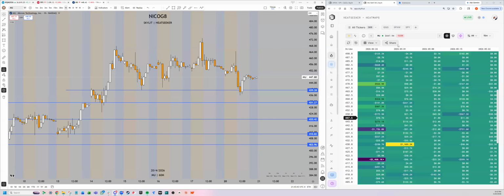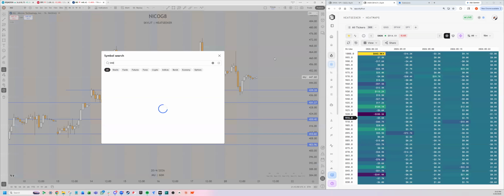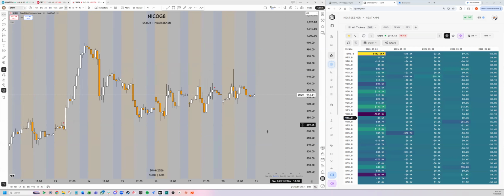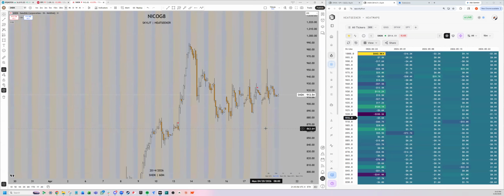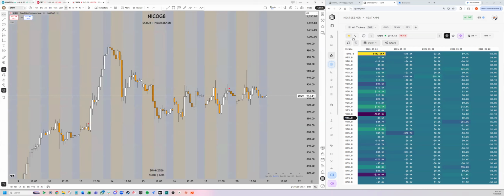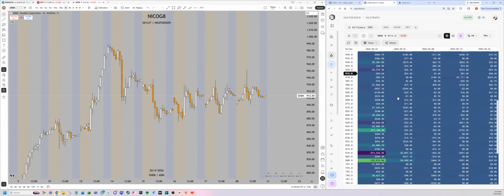And then SNDK, right, so SanDisk. All right, so SanDisk obviously has been moving massive. It looks like we're consolidating quite a bit now. Let me see what the VEX is saying. So SanDisk is in a massive range.